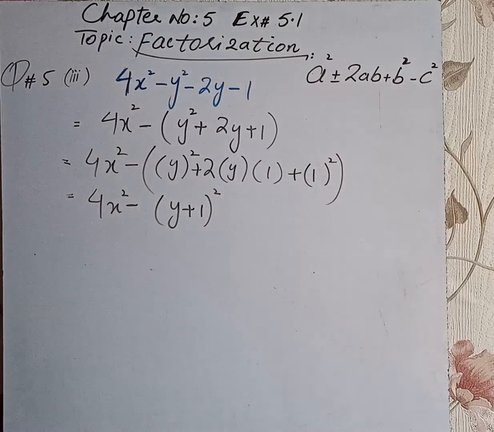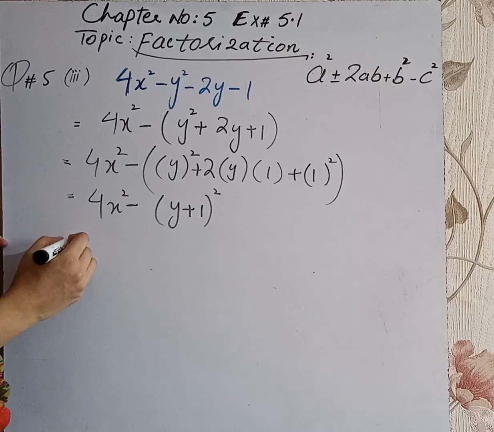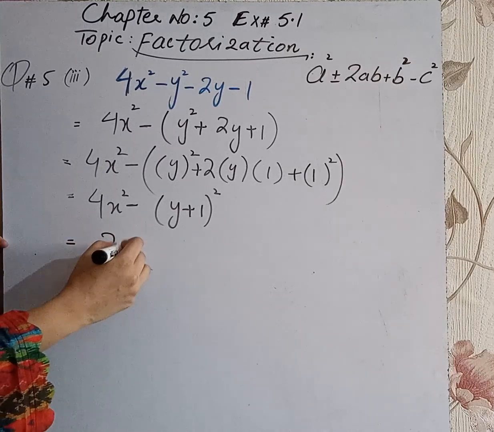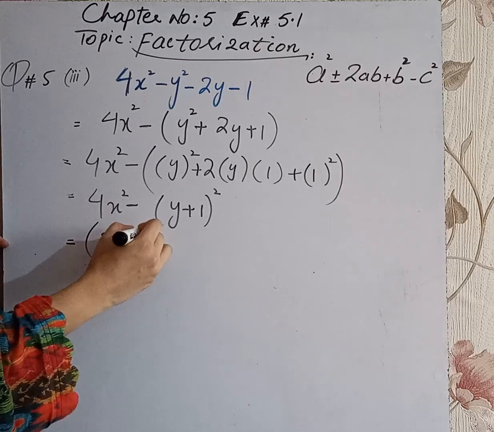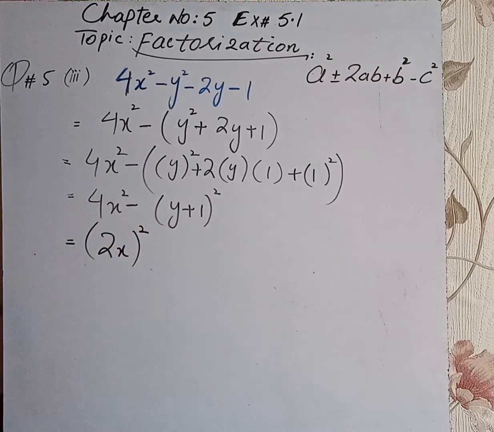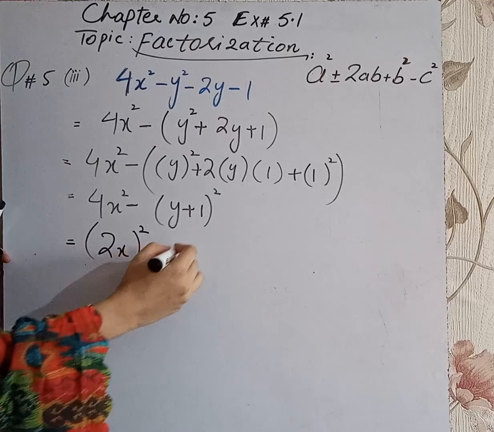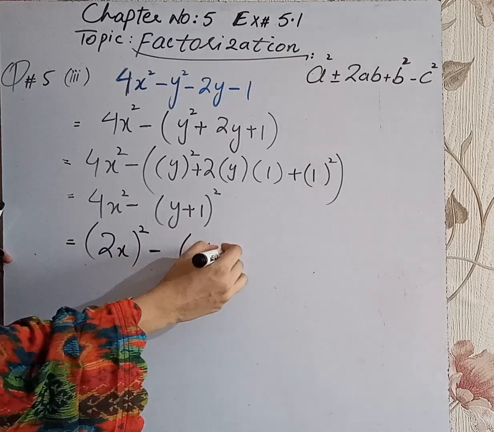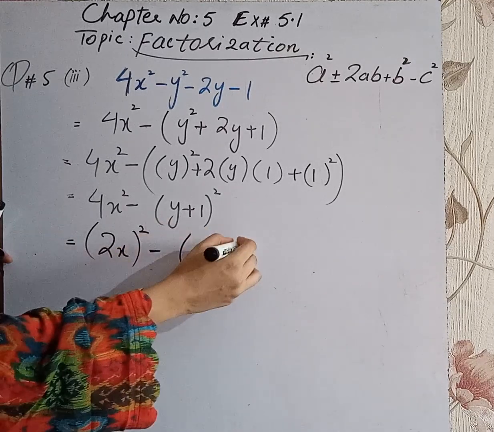So we have 4x squared minus (y plus 1) whole squared. Now you can check that these are the two terms. Are both of these terms perfect squares or not? 4x square is the perfect square of 2x. When we multiply 2x by 2x, we get 4x square. And (y plus 1) whole square is the square of y plus 1.